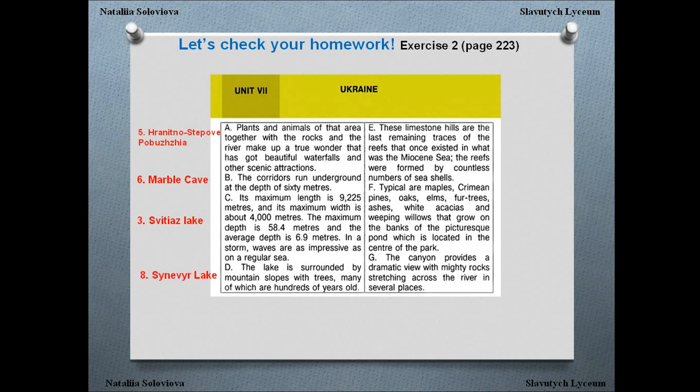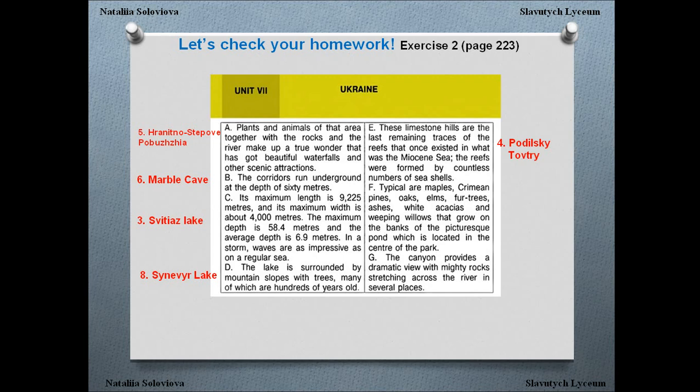Okay. Letter E. These limestone hills are the last remaining traces of the reefs that once existed in what was the Miocene Sea. The reefs were formed by countless numbers of seashells. Seashells? I'm not very sure, but I think it's Podilsky Toltry. I just have no variants because I'm sure about the next two passages.